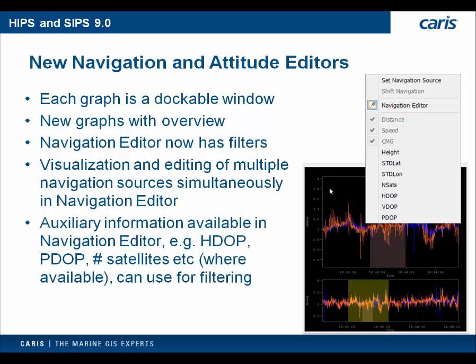So when it's available in the source data, we also show graphs of auxiliary information like HDOP, PDOP, and the number of satellites. And while we were at it, we also replaced the Attitude Editor with the same controls. Now, the interesting bit here is the old Attitude Editor had filters and smoothing tools, so we had to implement support for that. That means the Navigation Editor now has the same filters as the Attitude Editor, and you can apply those filters based on any of the available data.